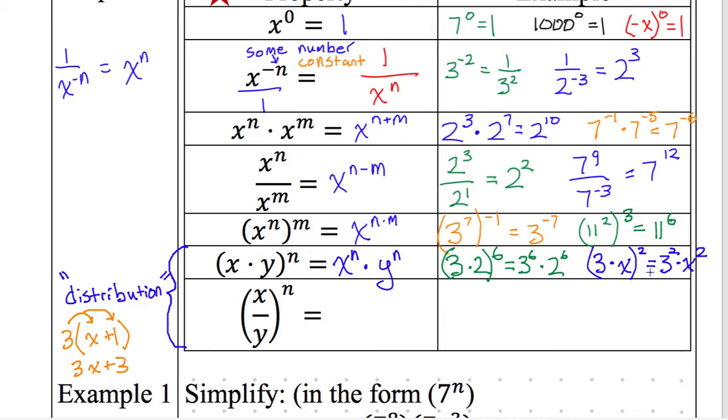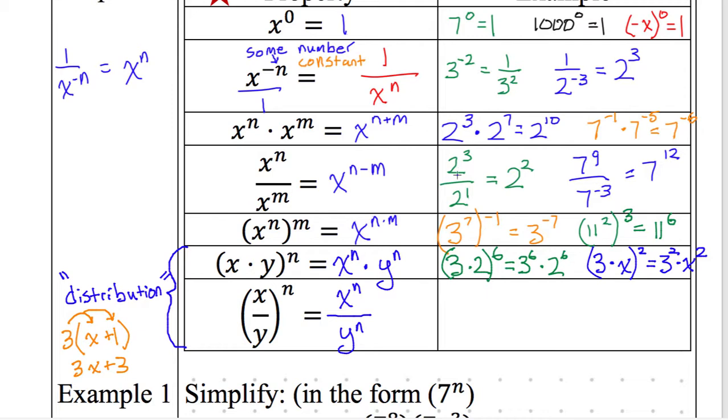All right, and our final distribution, our last property. Who wants to do it for us? Go for it, Sergio. That's x to the power of n divided by y to the power of n. Yeah, and you said it perfectly. X to the power of n divided by y to the power of n. Just distribute that n to the top and the bottom, to the numerator and the denominator.